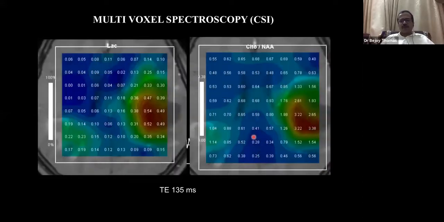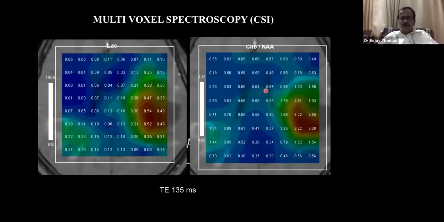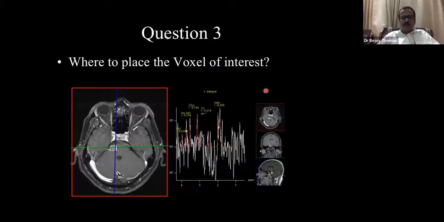In multivoxel spectroscopy, you can get a 2D or a 3D acquisition. You get multiple voxels. The advantage is that you can make these beautiful color maps, which are very interesting for neurosurgeons, especially when they are taking a brain biopsy. You can get multiple adjacent voxels, even though spatial localization here also is a problem. This is more clinically useful, but it takes more time to get it done.